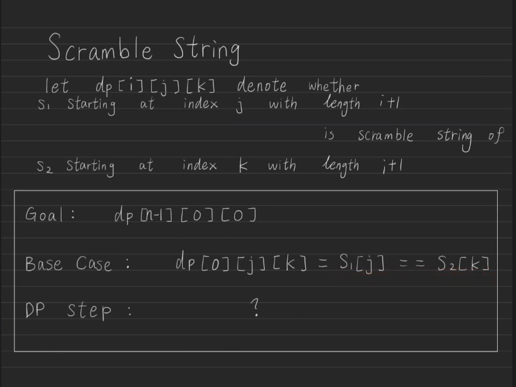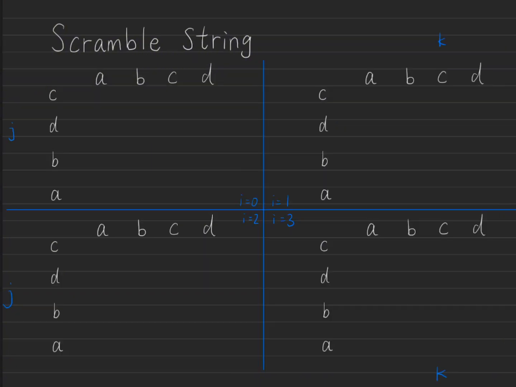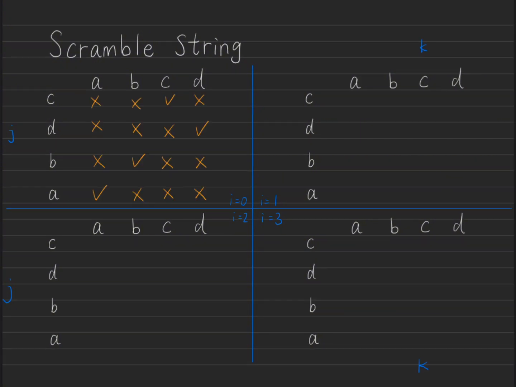So now let's move on to the DP step. We can use an example to help us derive the formulas. In this example, the length of the strings is 4. So we have four 4x4 2D tables. As mentioned, in the first table, we're just checking if each pair of individual characters match. So this is the result. A and A match here, B and B match here, same with the others.